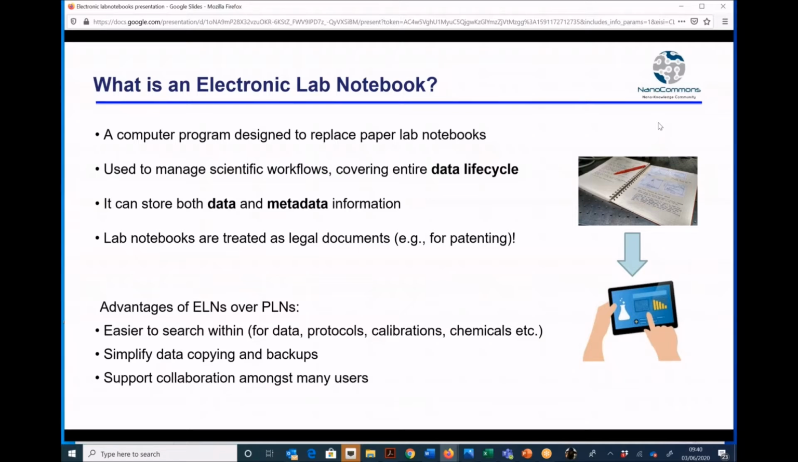And then some of the advantages of using an electronic lab notebook over a paper notebook is that it's much easier to search within. So you can search for specific data, for protocols, for calibration information, for specific chemicals, etc. It should simplify data copying and the backup of your data, and it should support collaboration amongst users.